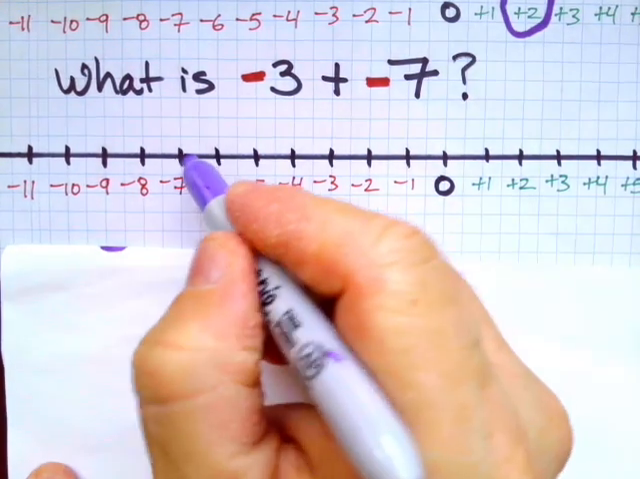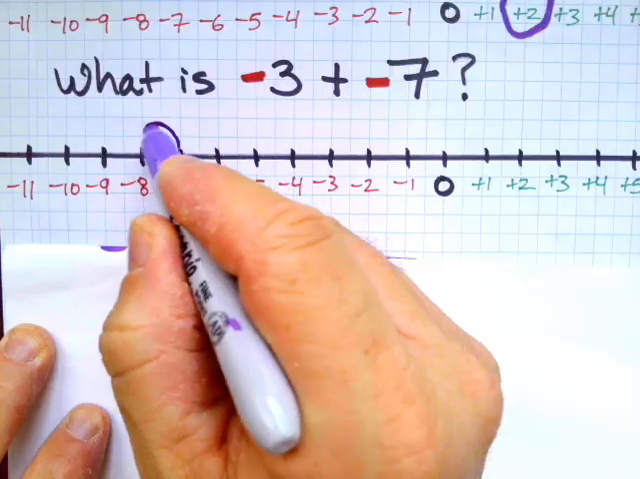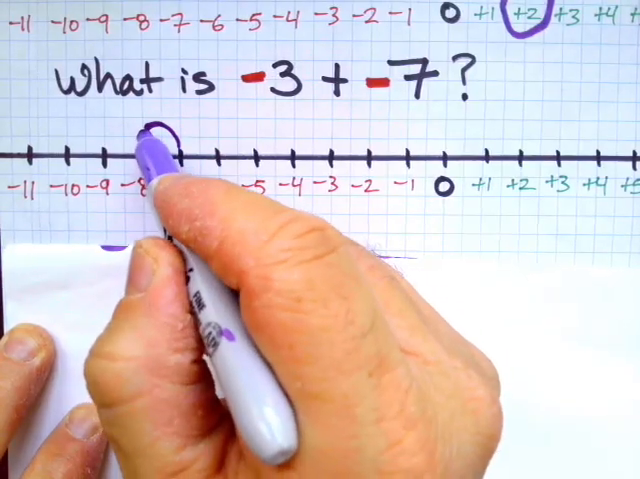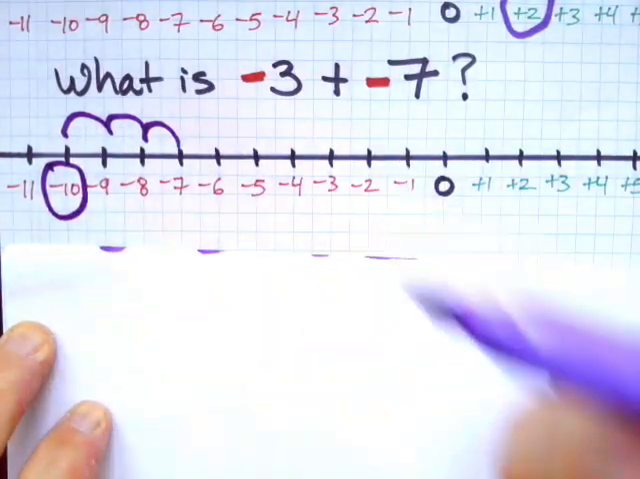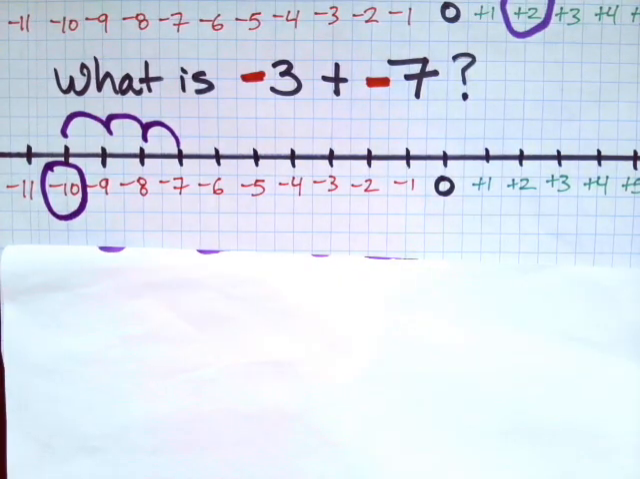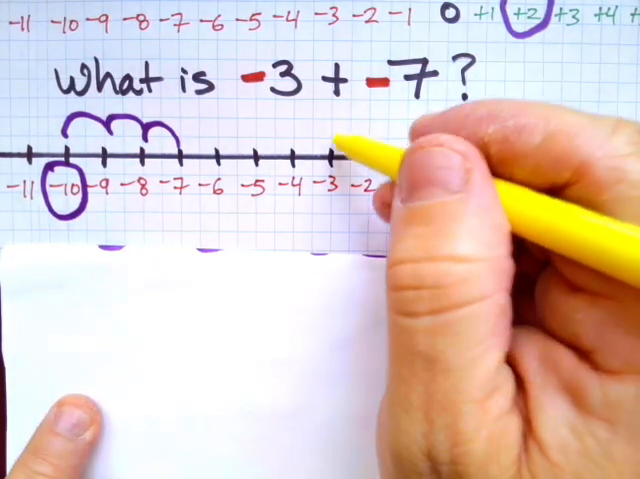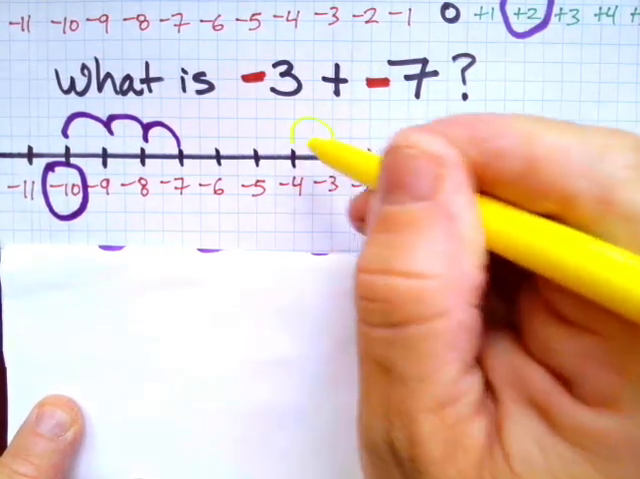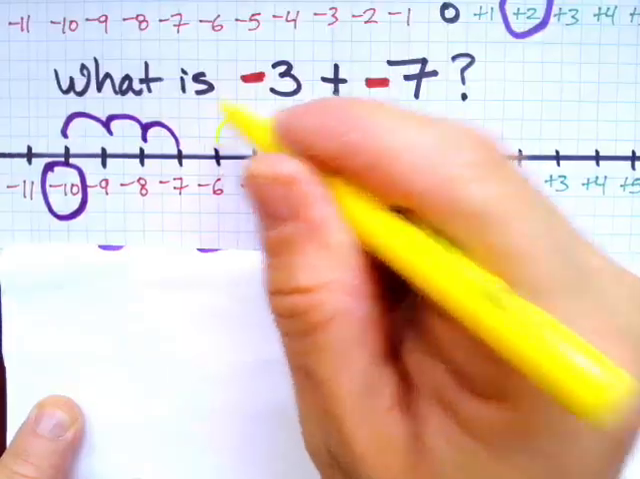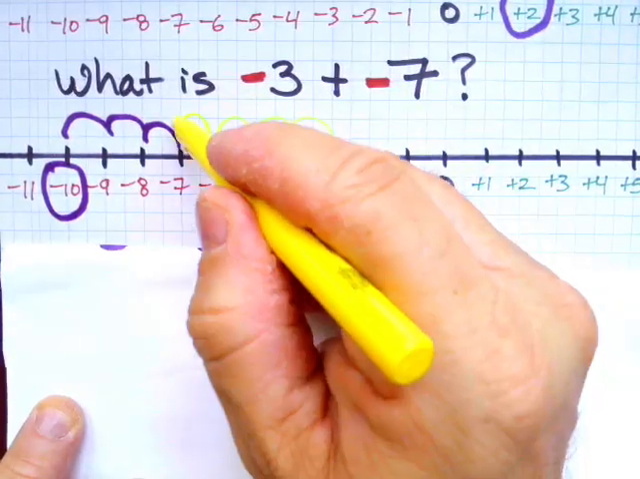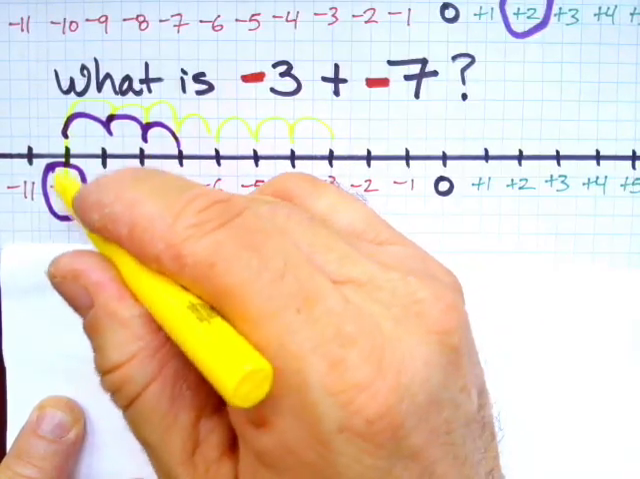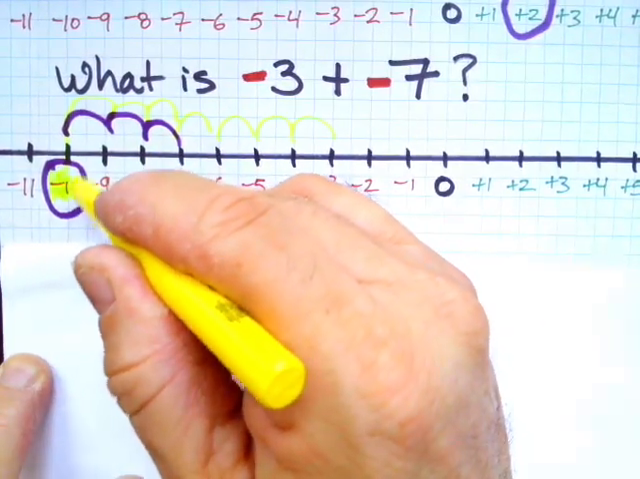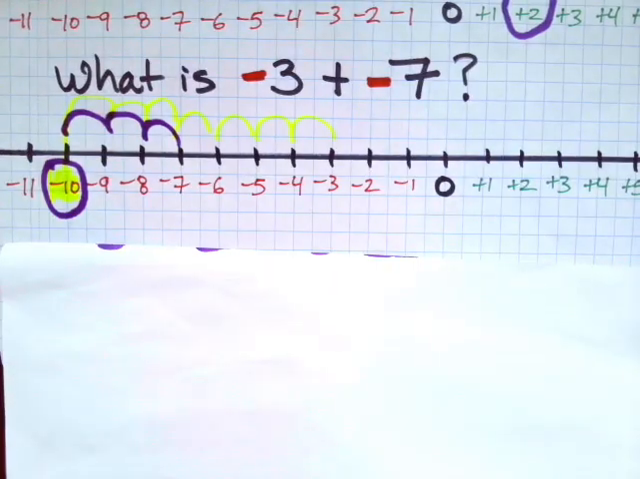I'm going to do that. I'm going to start at negative 7 and go negative 3. 1, 2, 3. I'm going to finish. My solution is a negative 10. But of course, I'd like to show you starting at a negative 3 and going 7 in the negative direction. So 1, 2, 3, 4, 5, 6, and 7. The answer and solution is a negative 10.